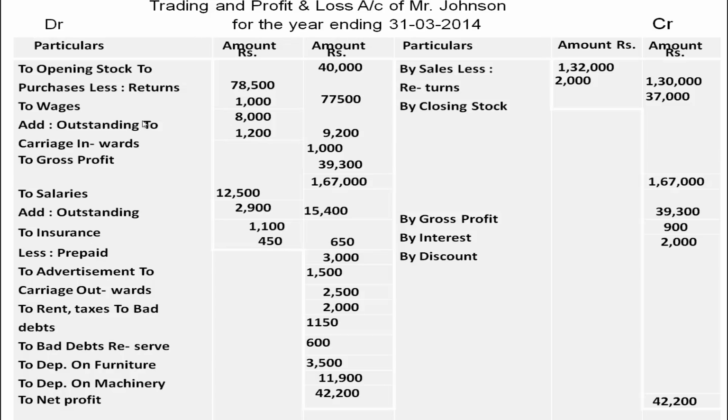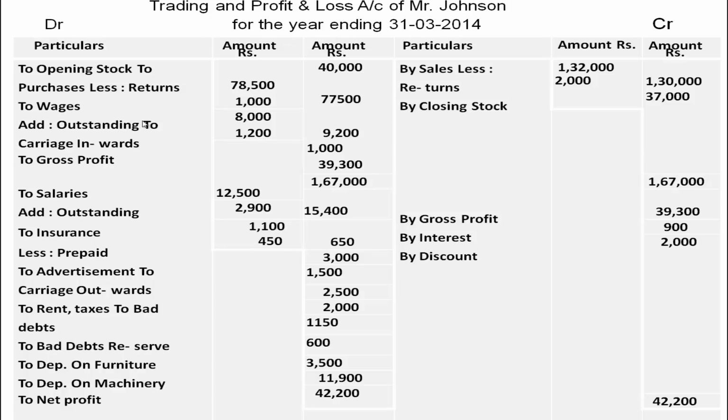Now go to the credit side. We have a gross profit which comes through the trading account. Now the interest is one kind of earning, so we'll add to the credit side 900, and discount is another earning which goes to the credit side, 2,000 rupees. So these are other incomes which are not included in the gross profit. So we'll add it, which is 42,200.